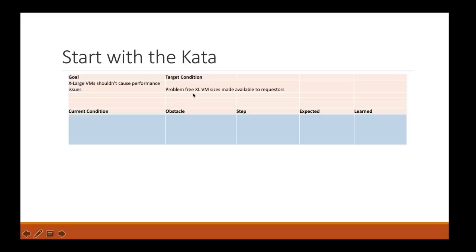So your target condition might not be a product here. It could be, we just want to understand this aspect of what our customers are looking for, right? That's the great thing about the Kata. Again, it's a meta methodology. You don't have to state a specific, tangible product-related goal. It could be a condition related to your team, an improvement you want to make in how your team is executing, things like that.